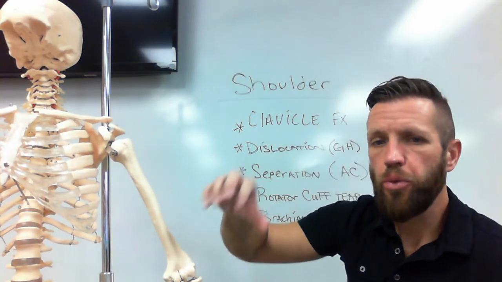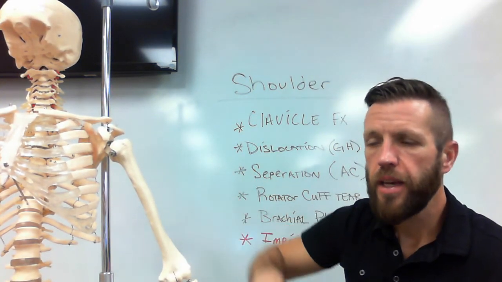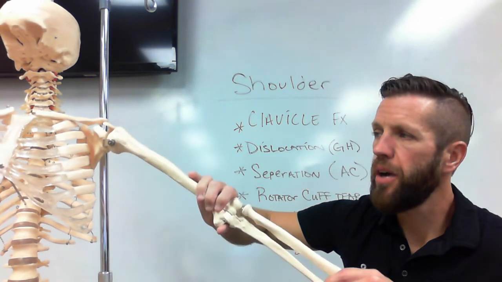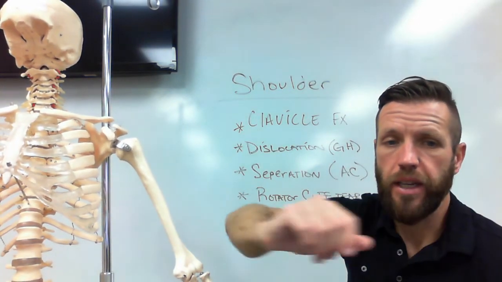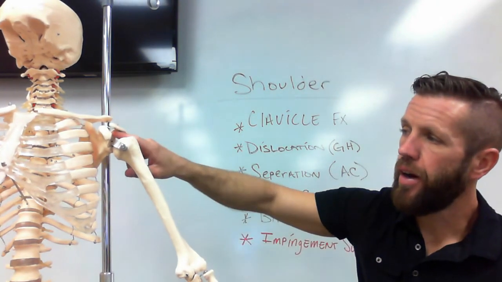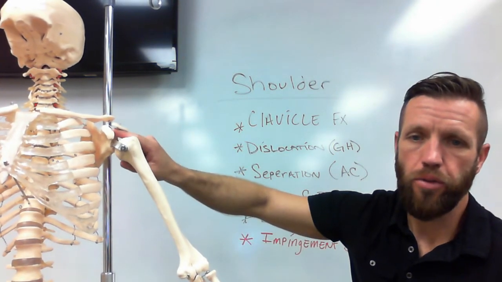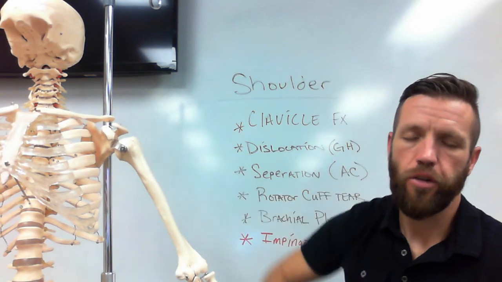These three tissues have become inflamed, and now what we're doing is we're compressing them by abducting and typically crossing the shoulder and compressing every one of those tissues between the humerus and the acromion.